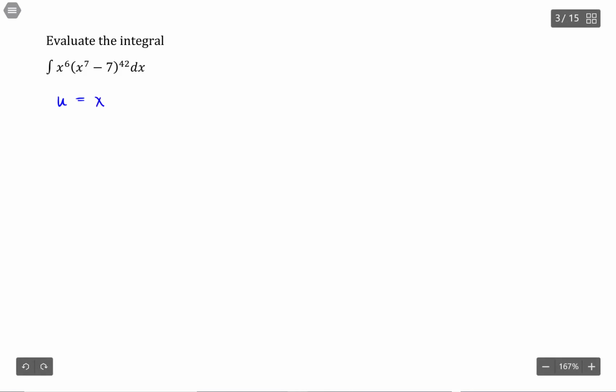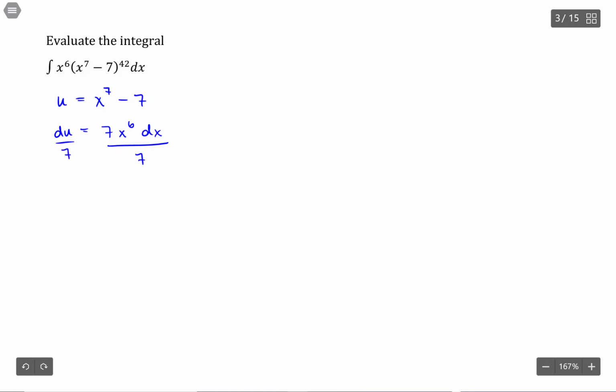And the part that we choose needs to have two things happening for it. One, it's probably going to be an inner function of some other function. So this x to the seventh minus 7 is altogether raised to the 42nd power, so that is an inner function. But also, its derivative needs to look like some other part of the function. So the derivative of x to the seventh minus 7 would be 7x to the sixth, which is really close to what's left over on the outside, which is x to the sixth dx.